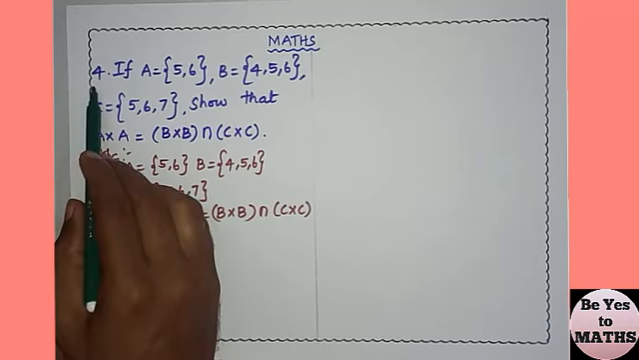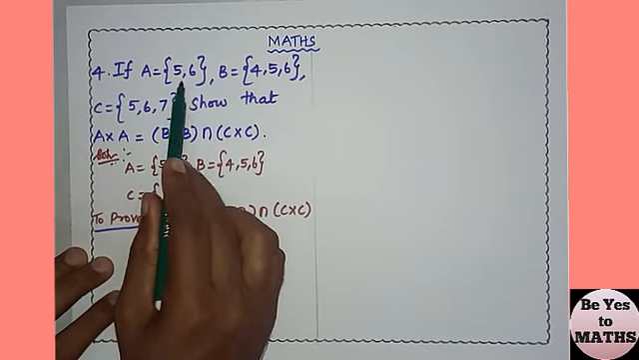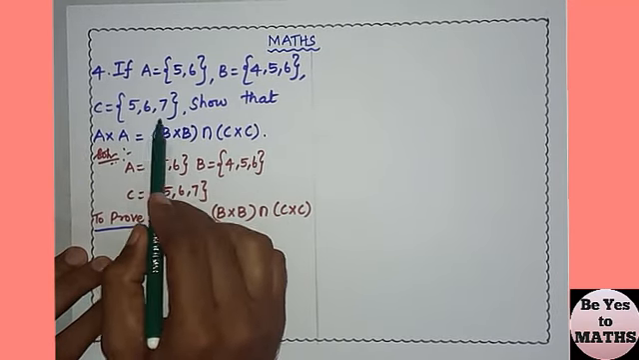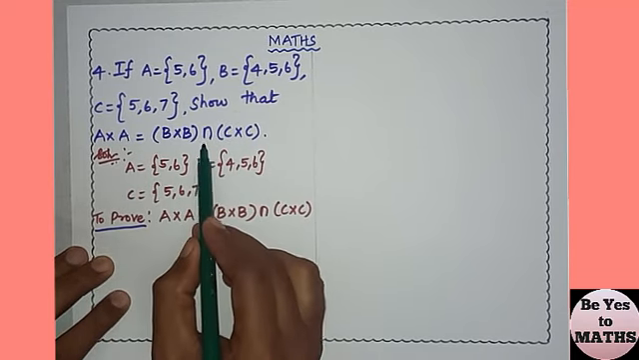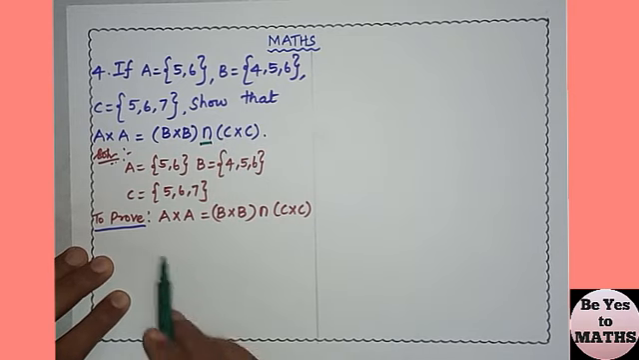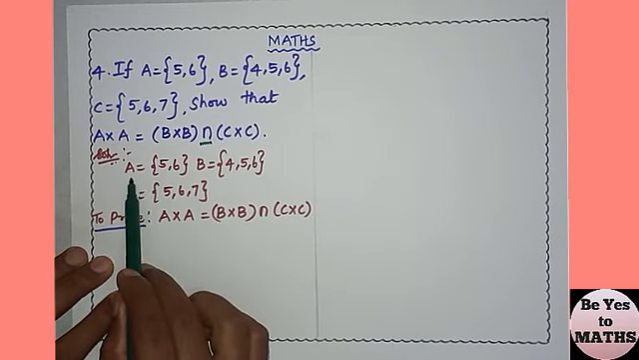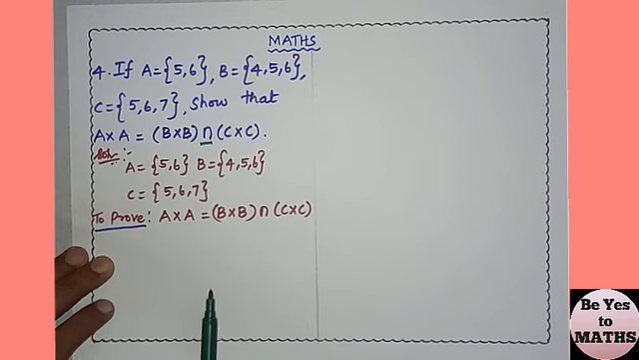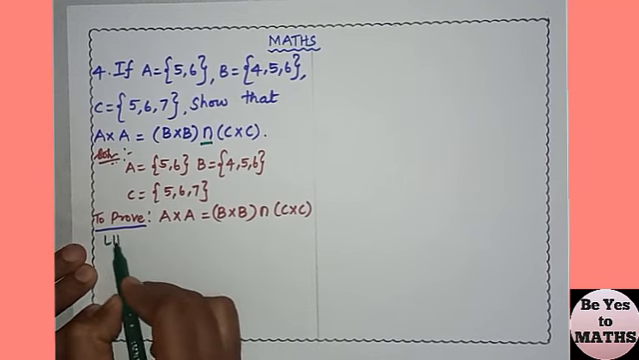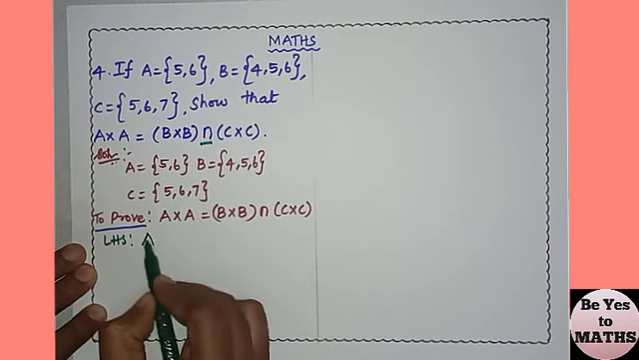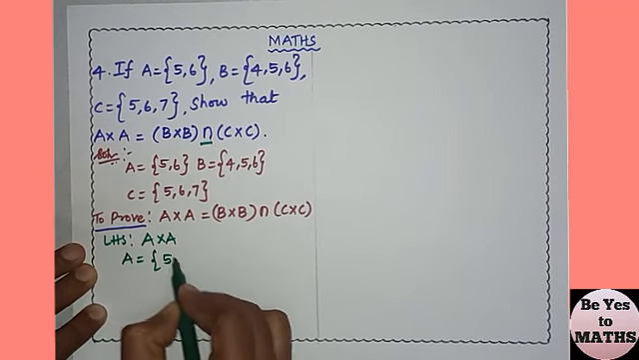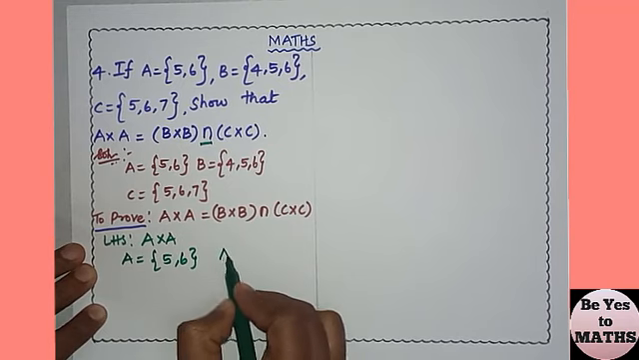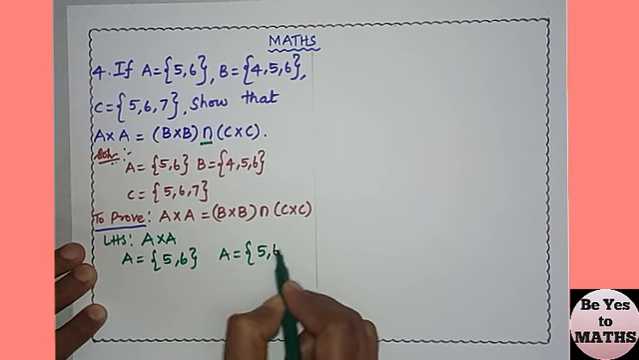Here is the fourth question from exercise 1.1. If A is {5, 6}, B is {4, 5, 6}, C is {5, 6, 7}, then show that A cross A is equal to B cross B intersection C cross C. I have written what is given: A set, B set, C set. We have to prove this one. So first LHS. LHS is A cross A. So A set is 5, 6. Again A set is 5, 6.